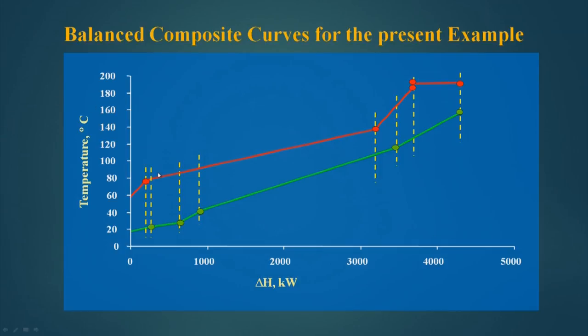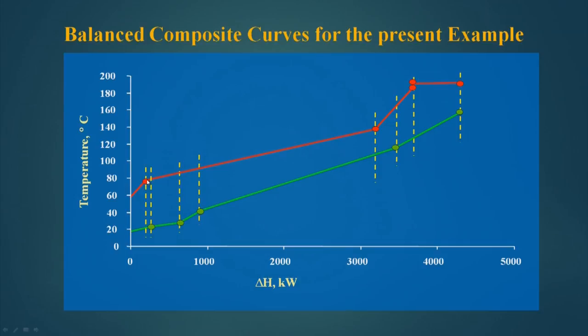Now, this shows a balanced composite curve because here we have used the cold utility and here we have used the hot utility, and the total heat available with the hot stream as well as hot utility is given to the cold stream with cold utility, and that is why it is called a balanced composite curve. Now, here we have divided it where there is a slope change, from that point we have divided this into many enthalpy intervals. This is 1, 2, 3, 4, 5, like this.